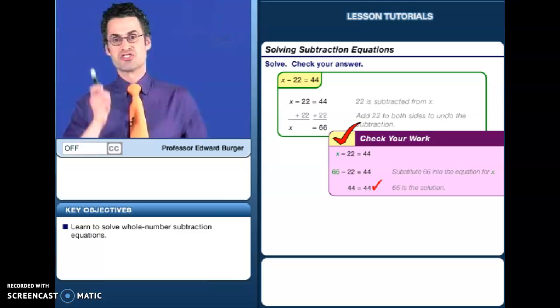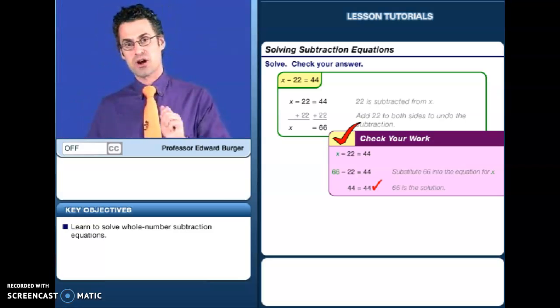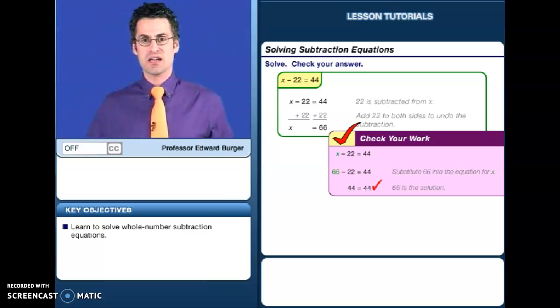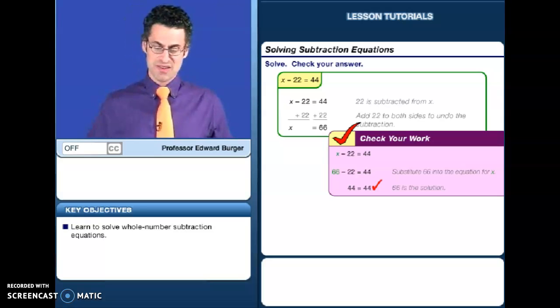I got it right. So checking is a great way to see if you're on target or maybe made a little teeny arithmetical mistake. Enjoy solving these fun equations.